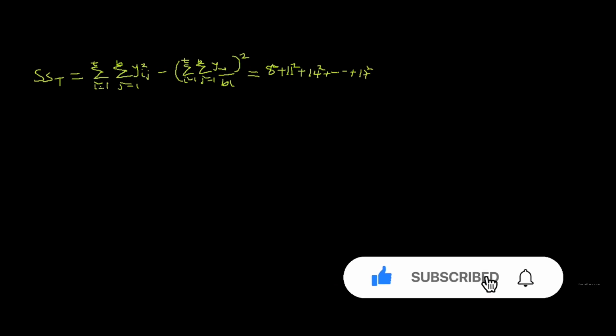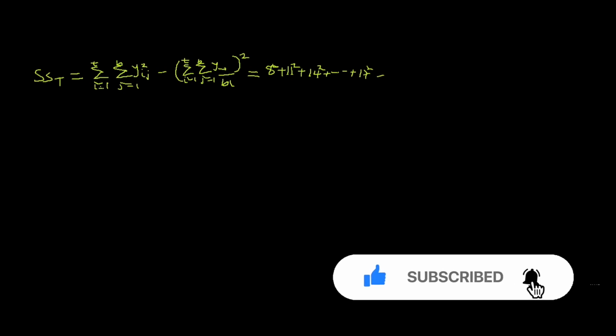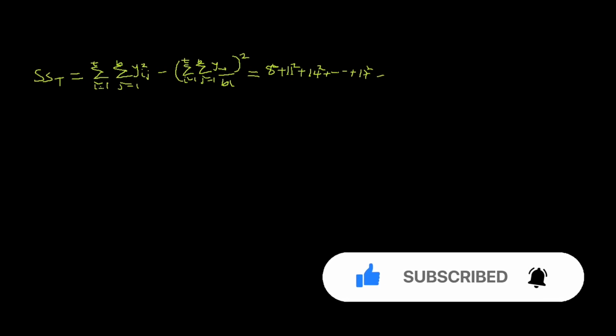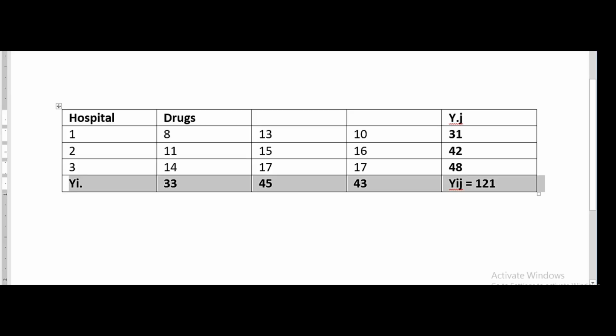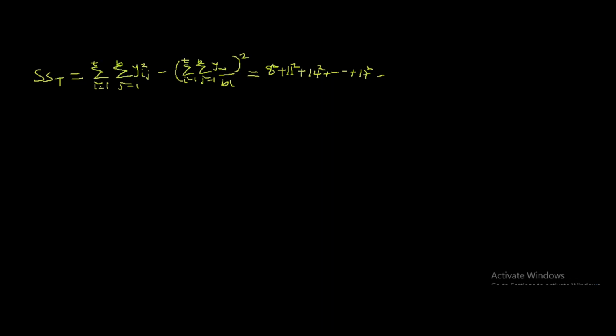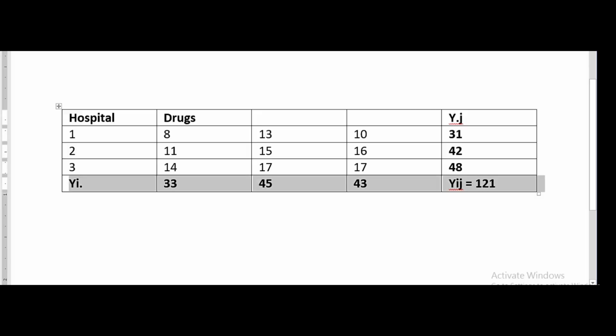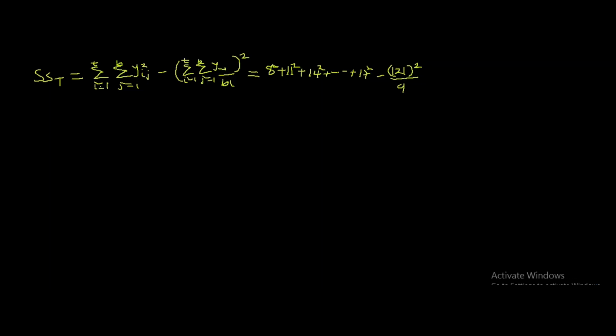This 17 squared, that is squared there. So this will be minus what we have here, 121 squared divided by BT, 121. This minus 121 squared divided by 9. BD is 9 because we have 3 replications and 3 blocks there, so we are going to have 9.